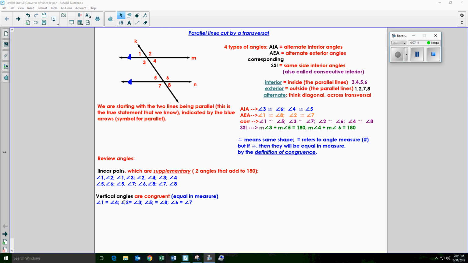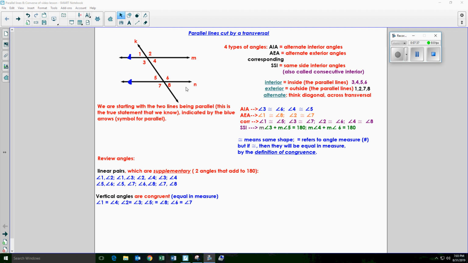And lastly, the other type that we have here, let's review as well: vertical angles. All vertical angles are congruent, which, as we just said up here, if they're congruent, then they will be equal in measure by the definition of congruence. So what are vertical angles? Remember, they form two V's, if you think of it that way, that share a common endpoint. So 1 and 4 is one pair, 2 and 3 are equal, 5 and 8 are equal, and 6 and 7 are equal. Here's all of our listings right here.